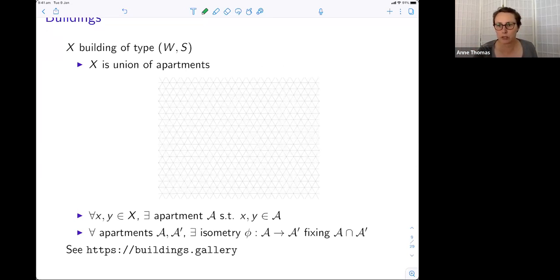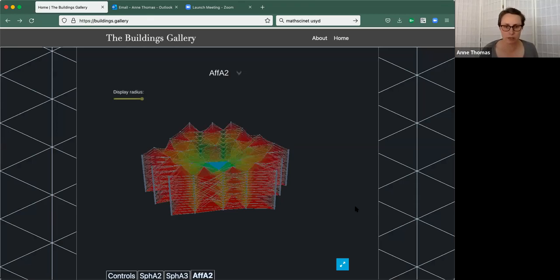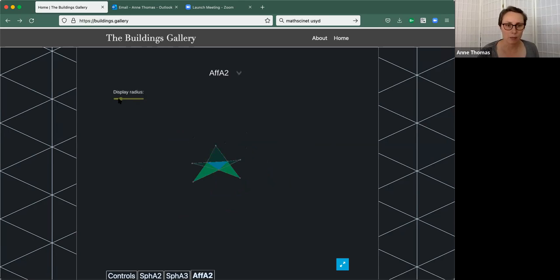Now I'm going to switch screen. Just get the right thing up first. So what I'm going to share now is a thing called the Buildings Gallery, which was developed by a guy called Bram Becker. So it's this beautiful web page. So this is a building of, or part of, a building of type A2 tilde. So the apartments are going to be the tessellation I showed you. So we just start with one alcove, and what will happen in the building is as we go out in radius, we're gluing on more and more alcoves, and you see that at each edge there's branching occurring.